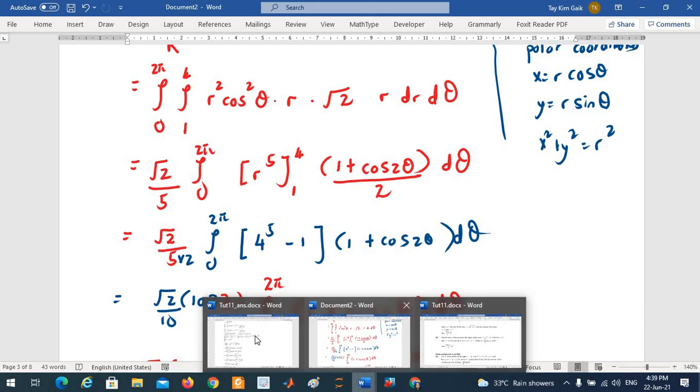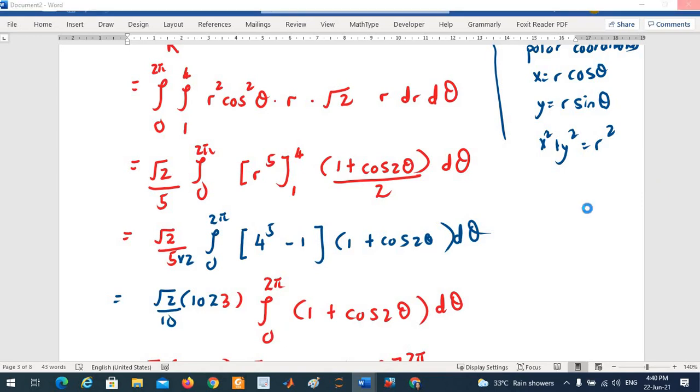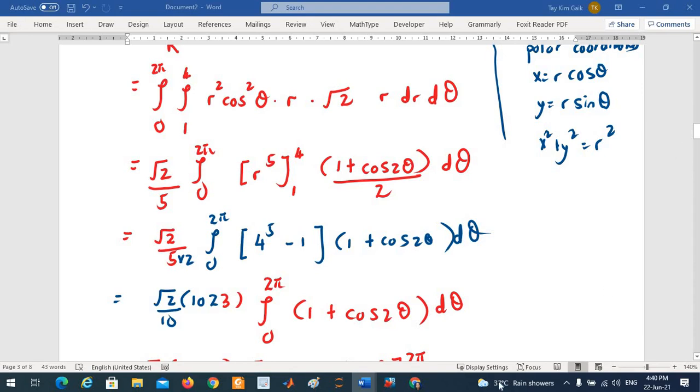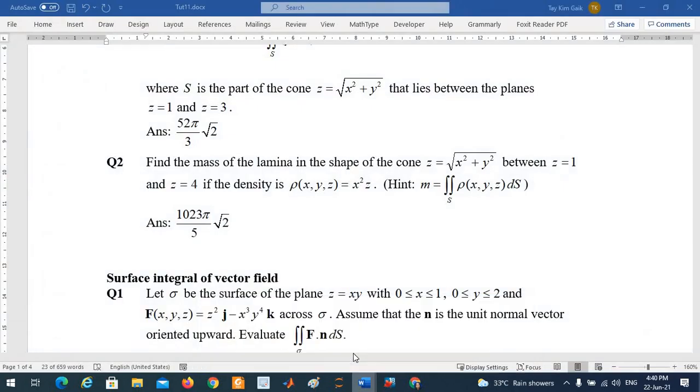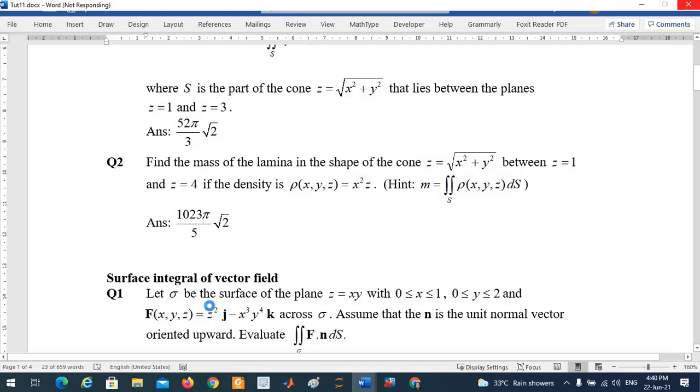Okay, now we move to look at the surface integral of a vector field. Let sigma be the surface of the plane z equal to... Sometimes they use sigma as a surface, or sometimes S is just a notation only. Some books use sigma, some books use S, so it's only notation.